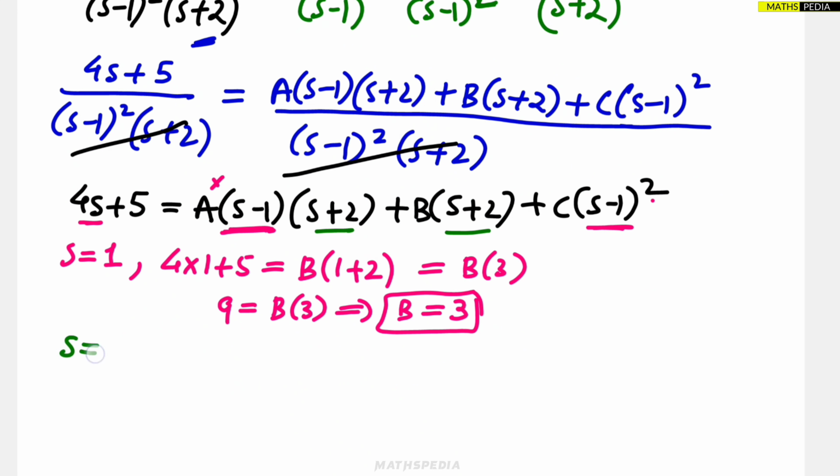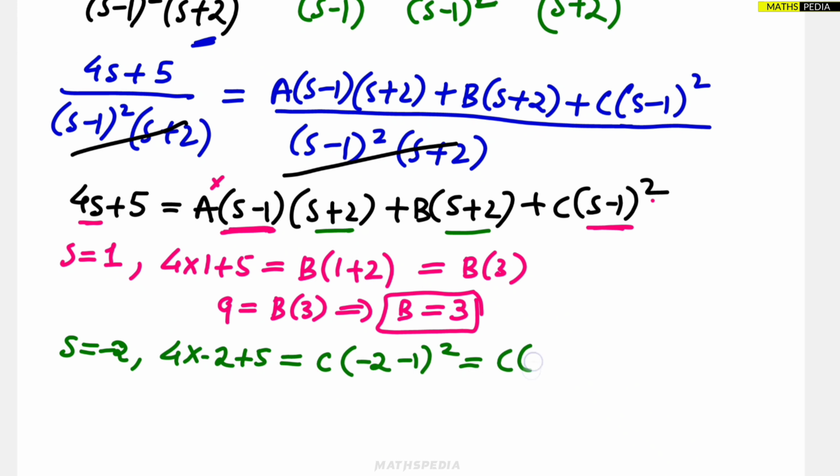So on the LHS, 4 into minus 2 plus 5 is equal to C into (minus 2 minus 1) square, which is equal to C into (minus 3) square. Minus 3 square we know is 9, so C into 9. On the LHS it is minus 8 plus 5, which is equal to minus 3. So C into 9, so 9 will go there. That implies the C value will be minus 3 by 9, which is minus 1 by 3.